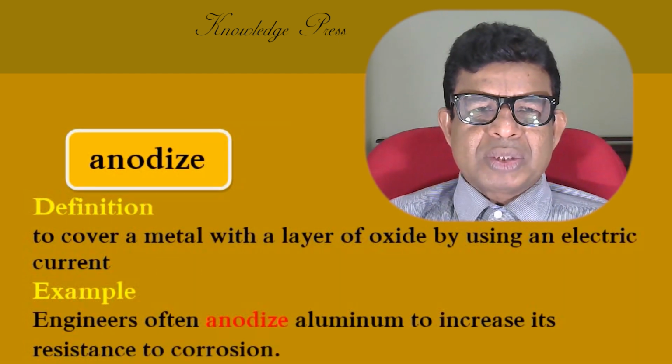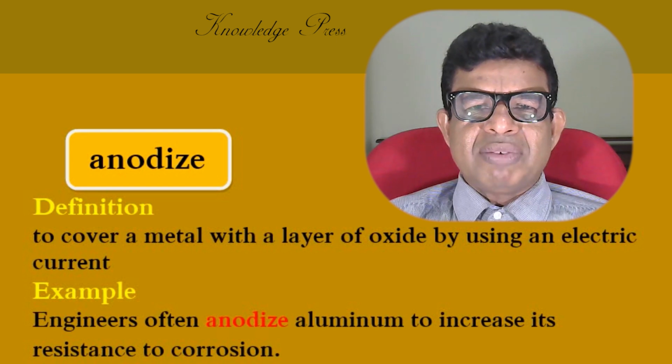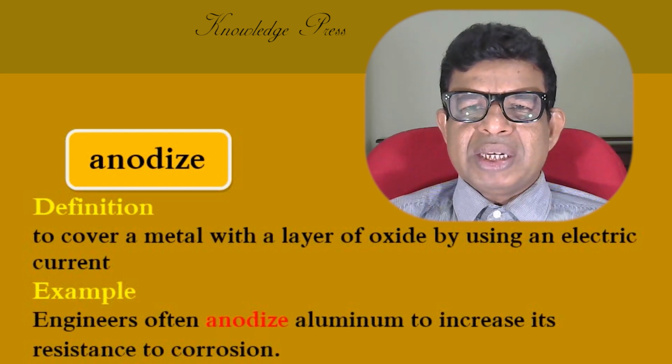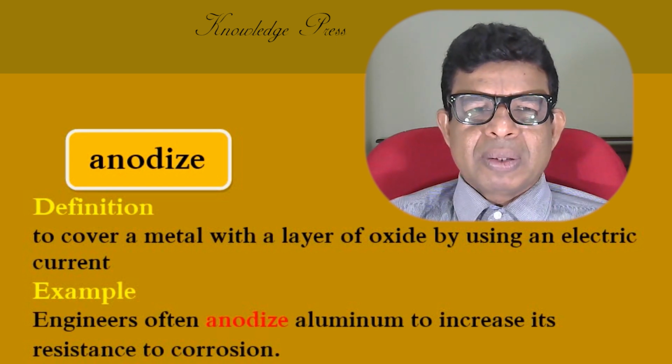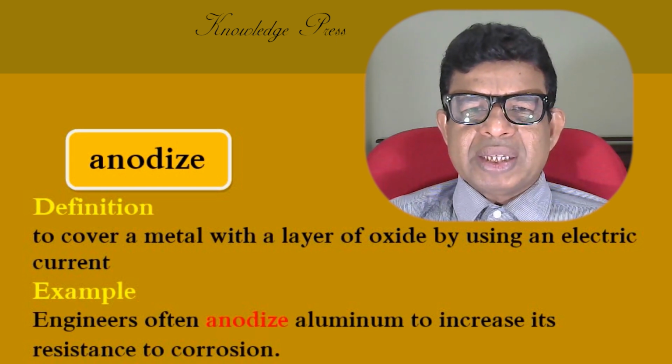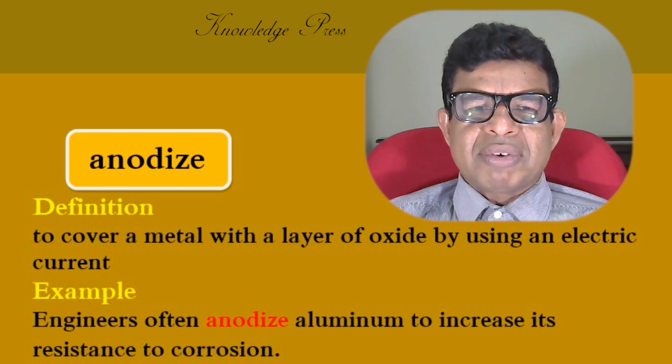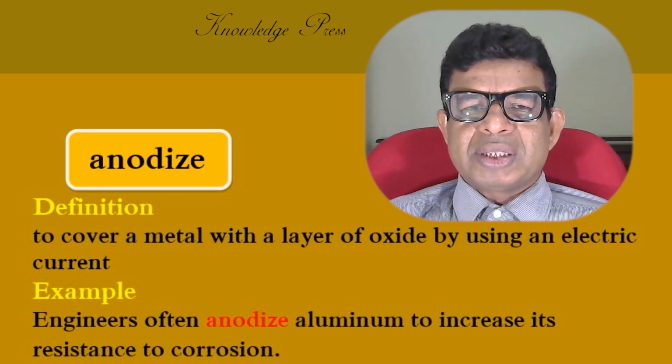Anodize. Definition: to cover a metal with a layer of oxide by using an electric current. Example: engineers often anodize aluminium to increase its resistance to corrosion.